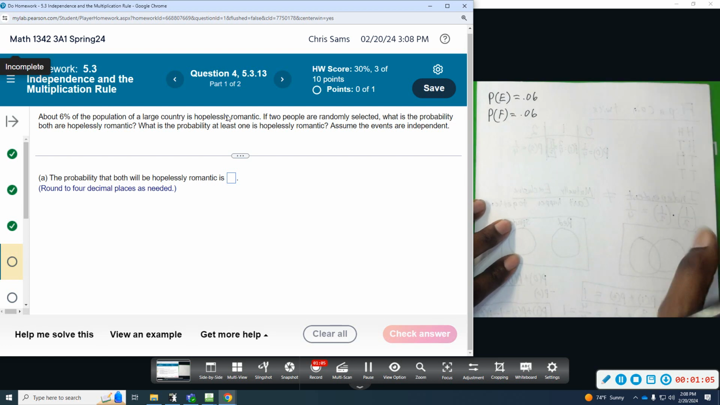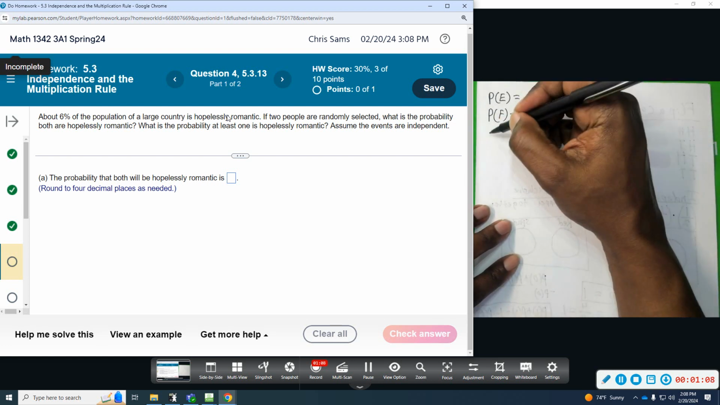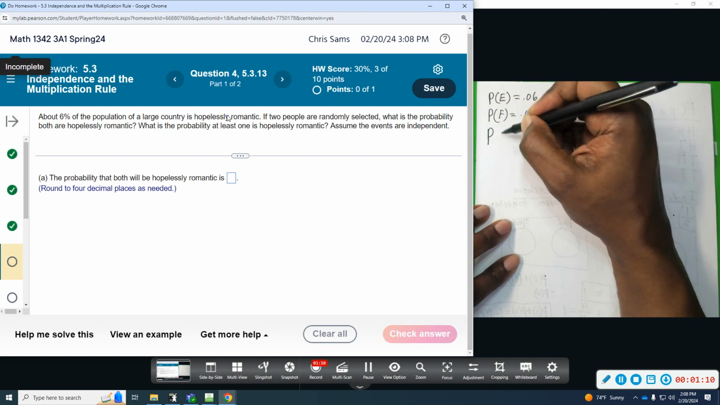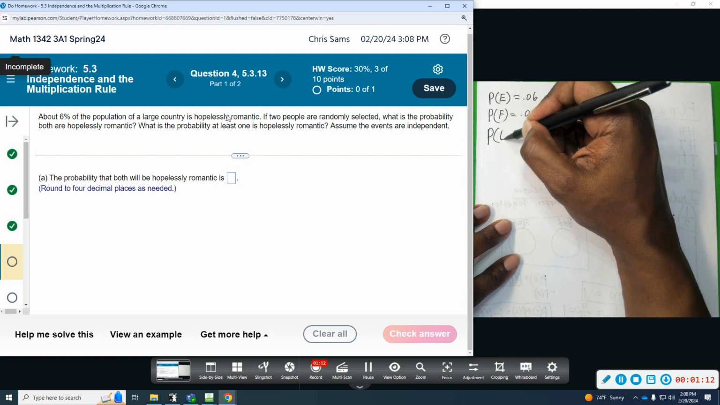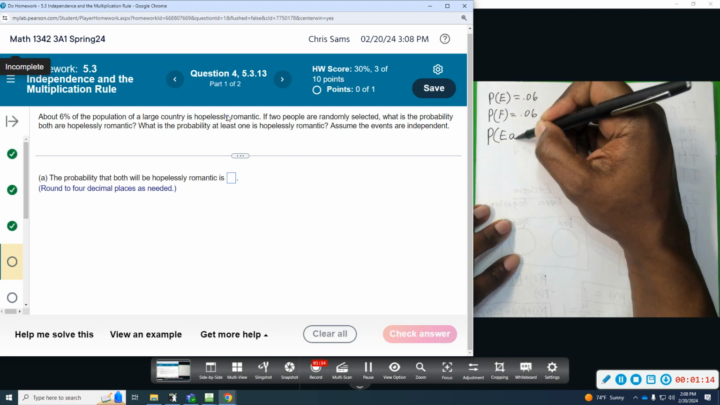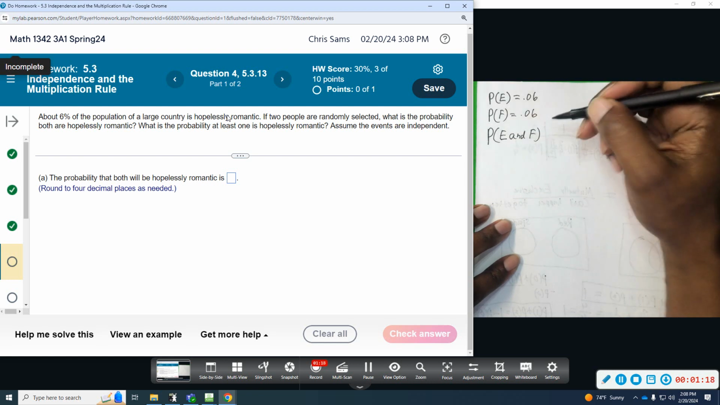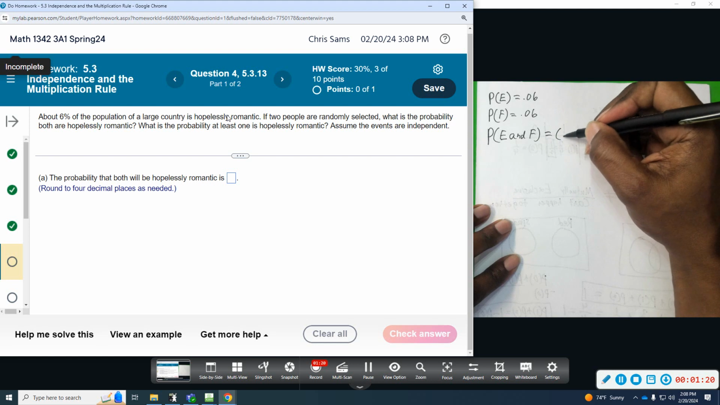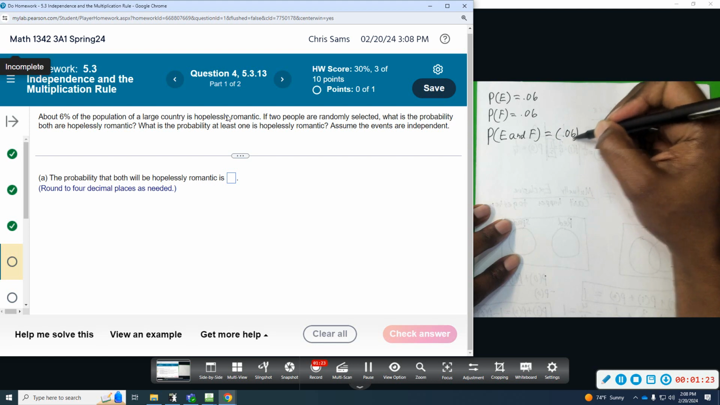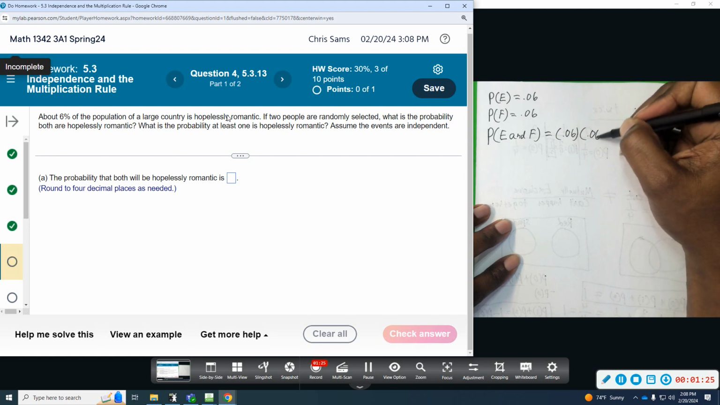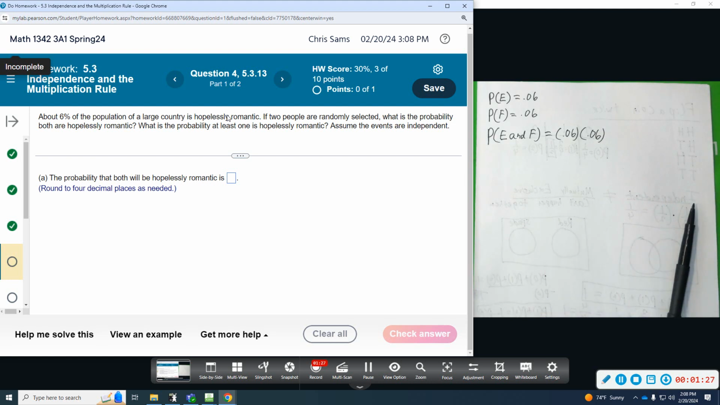What's the probability of them both being a hopeless romantic? So this is the notation that we use in the textbook, E and F. The probability that they both happen at the same time, because they're independent, it would just be 0.06 times 0.06. Okay, so from here, we can just multiply 0.06 times 0.06, and then we'll find the probability.